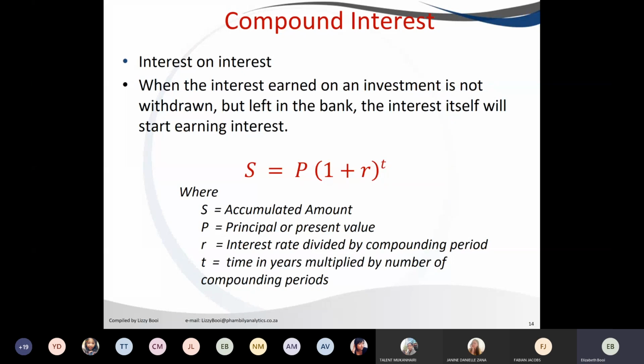In short, the formula we use for the future value of compound interest is S equals P times (1 plus R) to the power T. You need to remember the following. Because it's compounded, the formula comes like this, but you need to divide your rate R by the compounding period, and multiply your period by the compounding period. You always need to remember that.